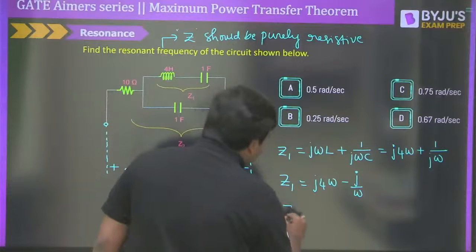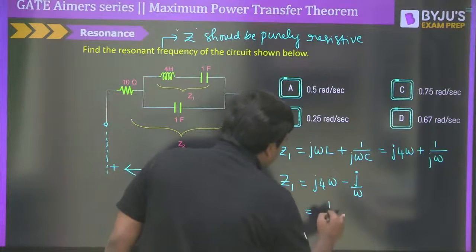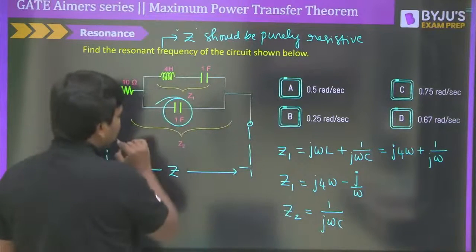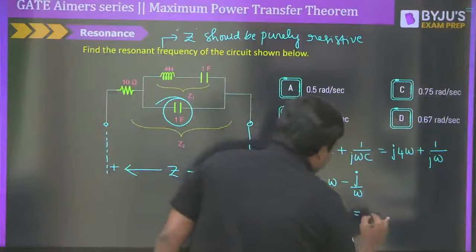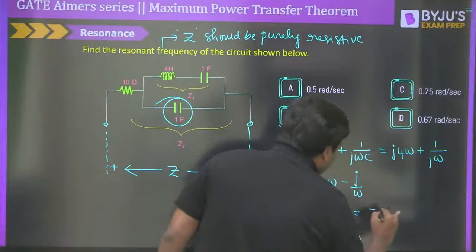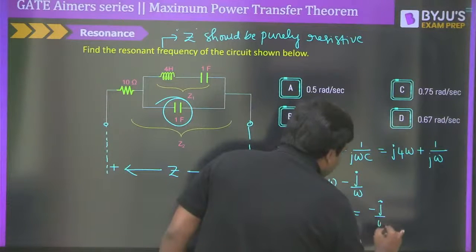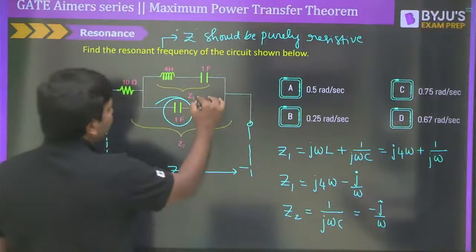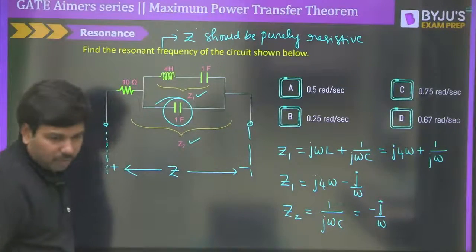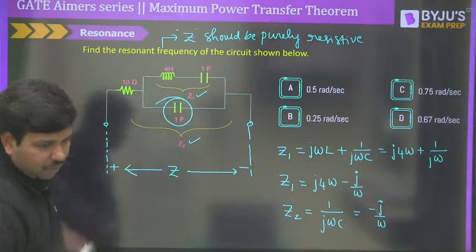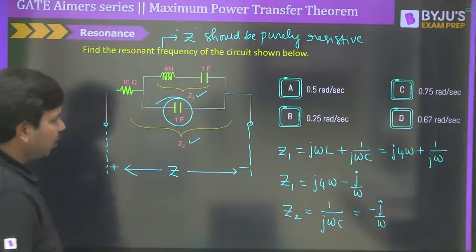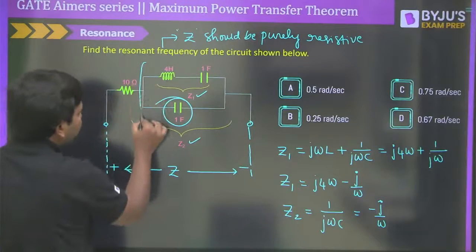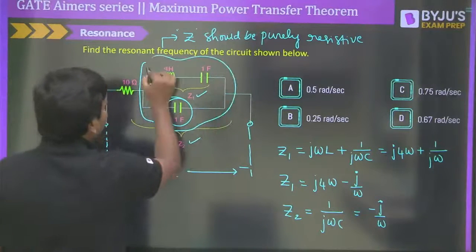So Z2 is what? Z2 is equal to 1 divided by j omega C. This is the pure capacitance here, 1 by omega C. So therefore I could say this is minus j divided by omega. Simple. Now look at Z1 and Z2, both are in parallel. If both are in parallel, total equivalent, yes, very good. Z1, Z2 are in parallel. How much will you get for this equivalent impedance?